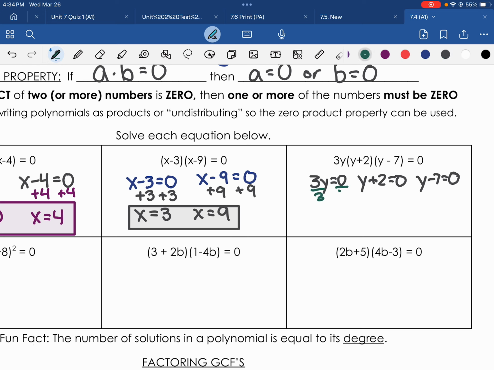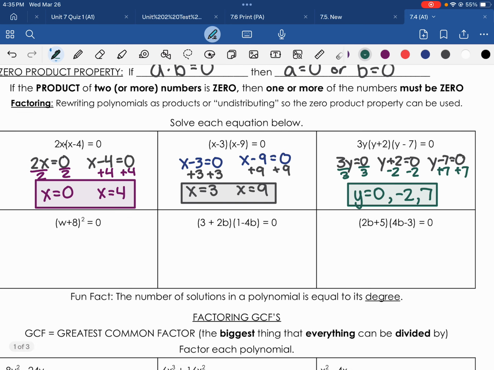Divide by 3, you get y equals 0. And I'm just going to put a comma in between this time. Subtract the 2, you're going to get negative 2. Add the 7, you're going to get 7. Because there's a 0 on the other side, your operations are pretty simple. Hopefully that's starting to click in a little bit.